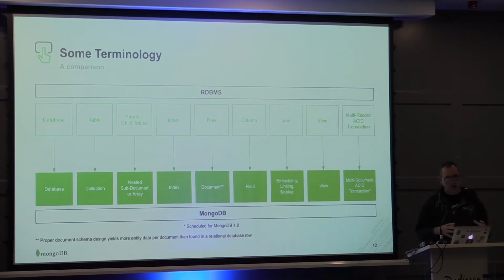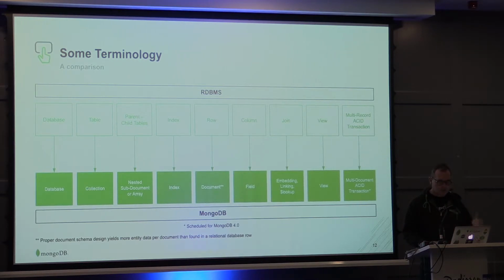And we're not that radical a departure, apart from being JSON at the core. Relational databases have databases. Relational have tables, we have collections. We call them collections because they're not fixed format, they're storing JSON objects. We have parent-child tables, we call them nested subdocuments or arrays. We both have indexes. Relational databases have rows, we have documents. Relational databases have columns where we have field names. Relational databases have joins, we have $lookup, which is effectively a join operation that you can apply.